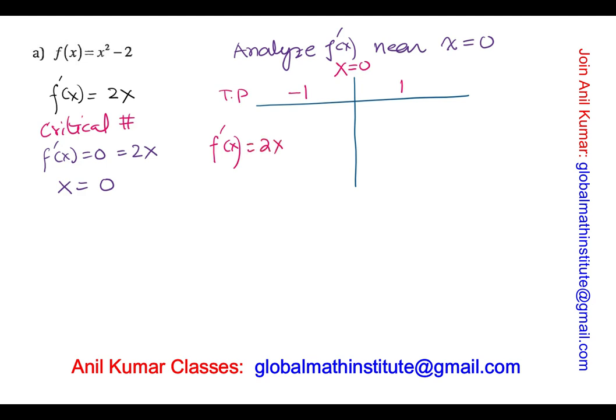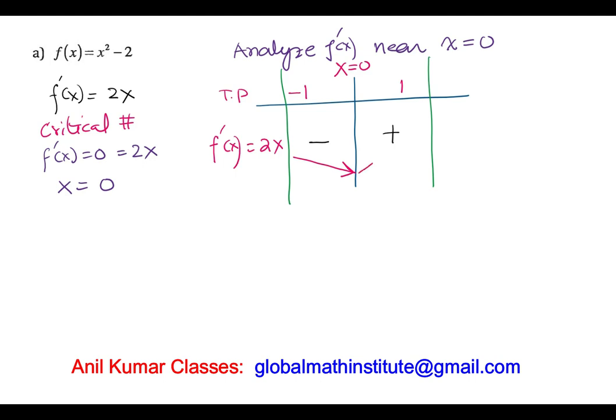Now, if I substitute the value of minus 1, then what do I get? Well, I get a negative value, and if I substitute plus 1, I get a positive value. It means that the derivative is negative, meaning the function is decreasing, and here the function is increasing, right? And that means we have a local minimum. So we have a local minimum at x equals 0.